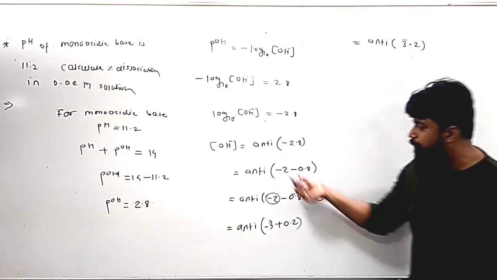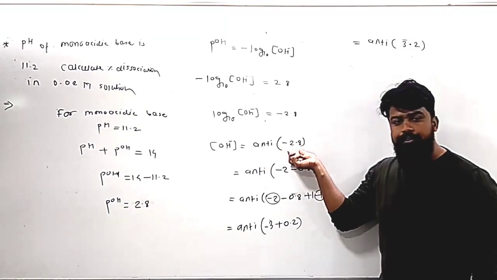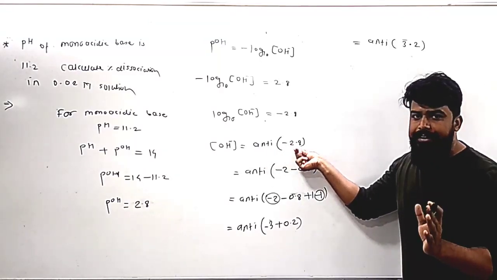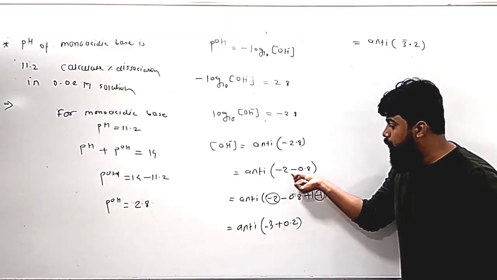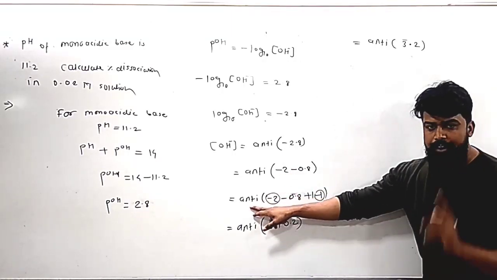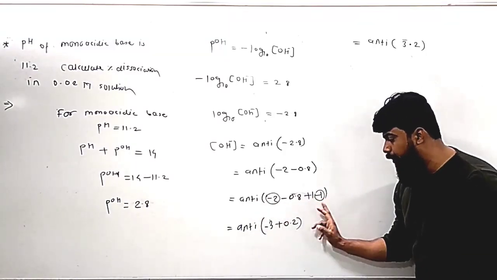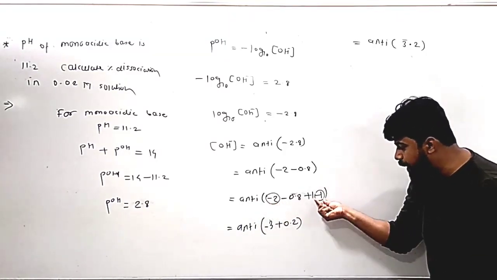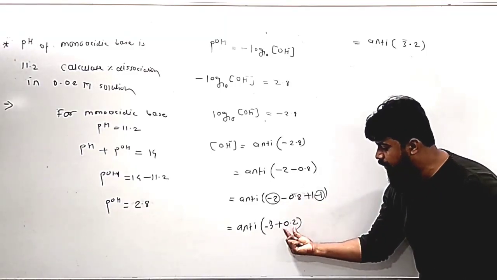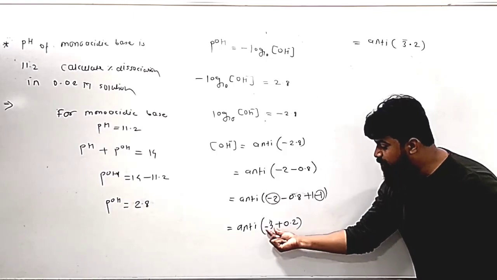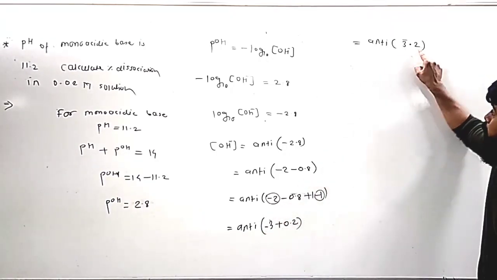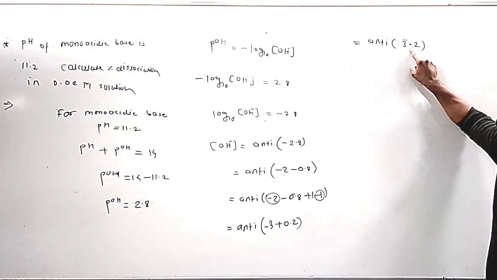Again, focus on the concept. We want to find the anti-log of negative terms. So what we did: anti-log of minus 2.8. Minus 2.8 can be written as minus 2 minus 0.8. Then we made one more adjustment: we did plus 1 and minus 1. Minus 2 and minus 1 combined is minus 3, and plus 1 and minus 0.8 is nothing but plus 0.2. Now this minus 3 can be written as bar 3, and this is the 0.2. So the combined term becomes bar 3.2.